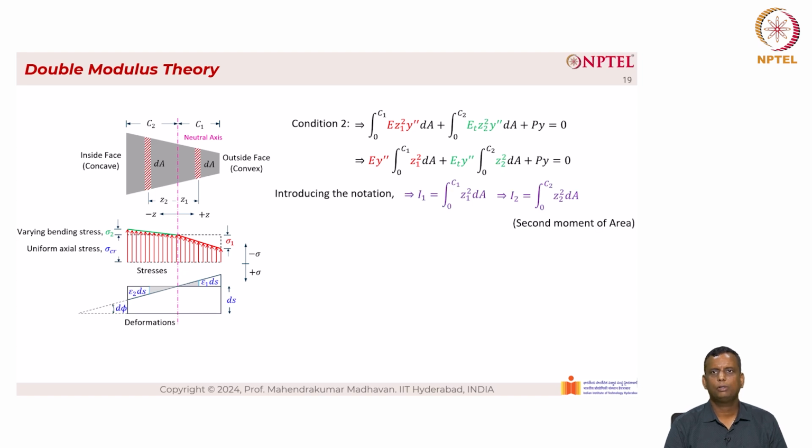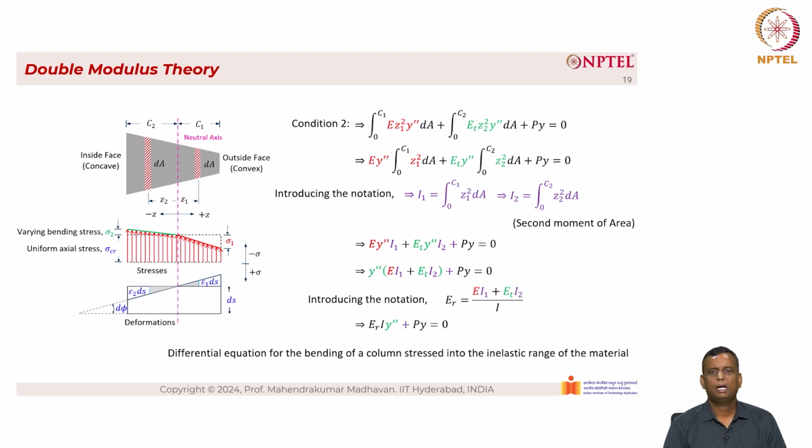Introducing the notation I1 equal to integral of 0 to c1 z1 square dA and I2 equal to integral of 0 to c2 z2 square dA, which is the second moment of inertia. So we have E y double dash I1 plus E sub t y double dash I2 plus Py is equal to 0. So we take y double dash common, E I1 plus E sub t I2 plus Py is equal to 0. Introducing the notation E sub r, which is the reduced modulus, is equal to E I1 plus E sub t I2 divided by I. So we have E sub r into I into y double dash plus Py is equal to 0.